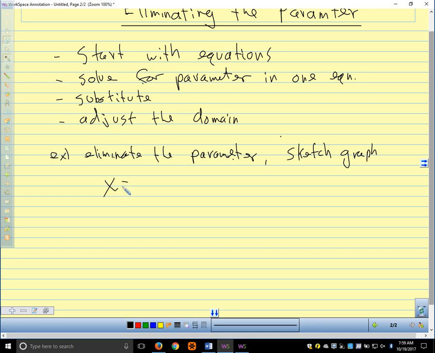So I'm going to say x equals t minus 1 and y equals 2t squared minus 4t plus 1, and we're doing this on 0 less than or equal to t less than or equal to 2. So before we even eliminate the parameter, what kind of graph do we think this is going to be? It's going to be some kind of parabola, right?